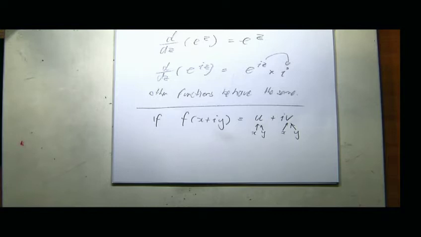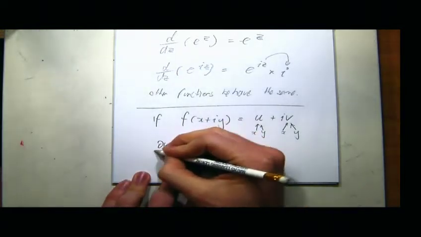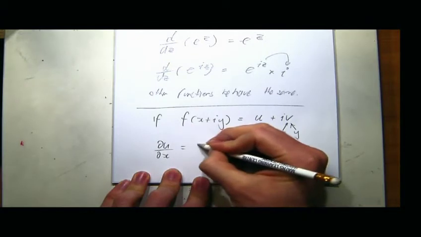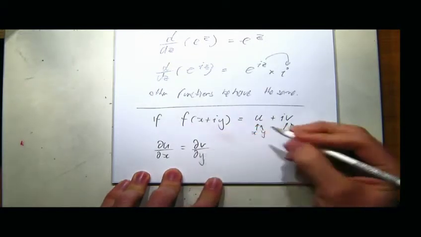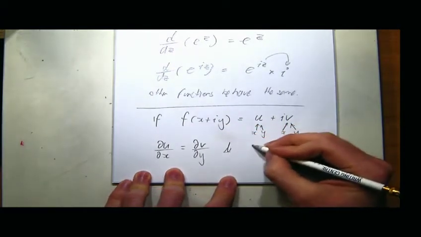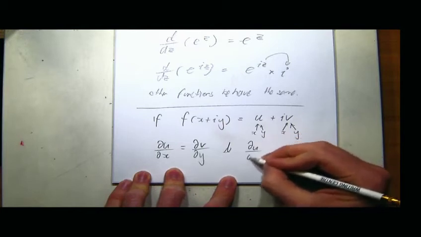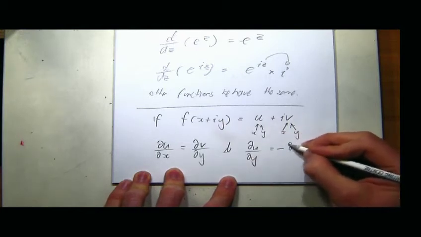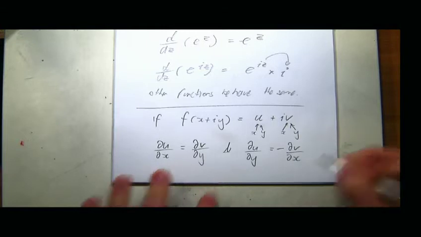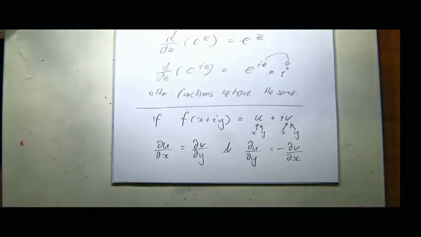So the idea is that you're supposed to differentiate them, each one with respect to the other, and if this certain equation works out, then it's differentiable. So if you do du on dx, it shall come out to the same answer as dv on dy, and du on dy will be minus the answer for dv on dx. And then it'll be differentiable.